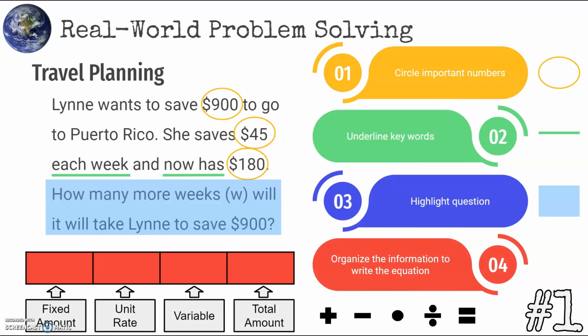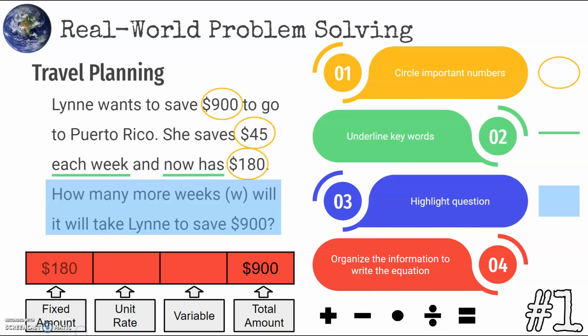At this point, we're going to organize the information to write the equation, and we're going to use the boxes that just appeared below to help us indicate where to stick the information. So the first thing I like to find is the total amount. I know the total amount is $900 because it says she wants to save $900 and how long will it take for her to save $900. So I'm going to put that $900 in that total amount spot.